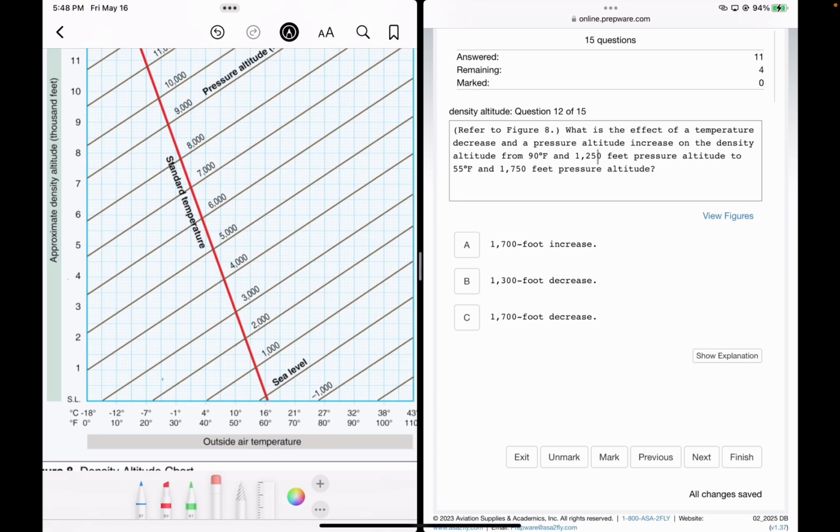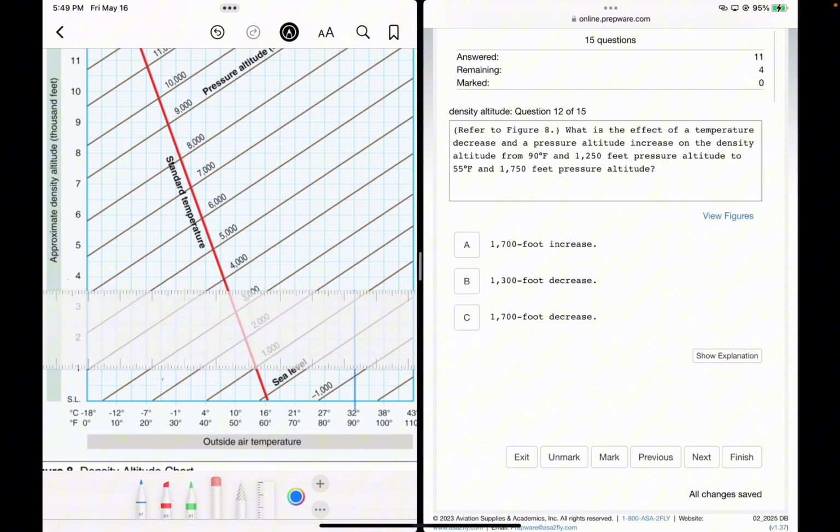Okay, we start with 90 degrees. 90 degrees, that's pretty hot. Use your ruler, line it up to 90 degrees. Okay. And then you draw the line up to 1,250. So that right there is 1,000 feet. I don't know where 1,250 is, but it's okay. If this is 1,500, I feel like 1,200 would be right there, probably. You just have to do your best, everybody. Do your best.